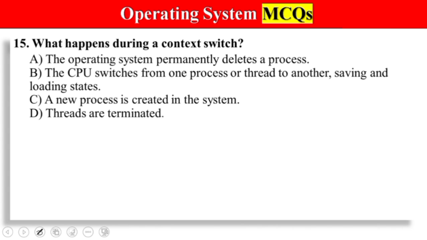Question number 15, or the last question. What happens during context switching? A. The operating system permanently deletes a process. B. The CPU switches from one process or thread to another, saving and loading states. C. A new process is created in the system. D. Threads are terminated. The correct answer is B. The CPU switches from one process or thread to another, saving and loading state.